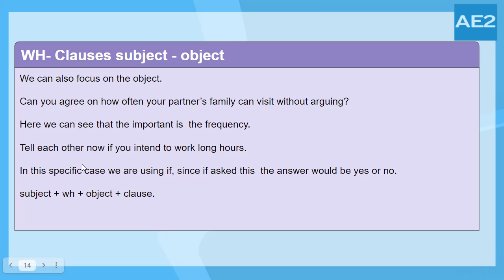Now, since we're using WH words, these are like asking for information, but if we're just talking about yes or no, we can use if or whether, right? Tell each other now if you intend to work long hours. In this specific case, we're using if, since if asked, the answer will be yes or no. And in this one, we go with subject, WH question, object, and clause. Yeah. Some of these can be questions, but they don't necessarily need to be questions. They can just be statements too.